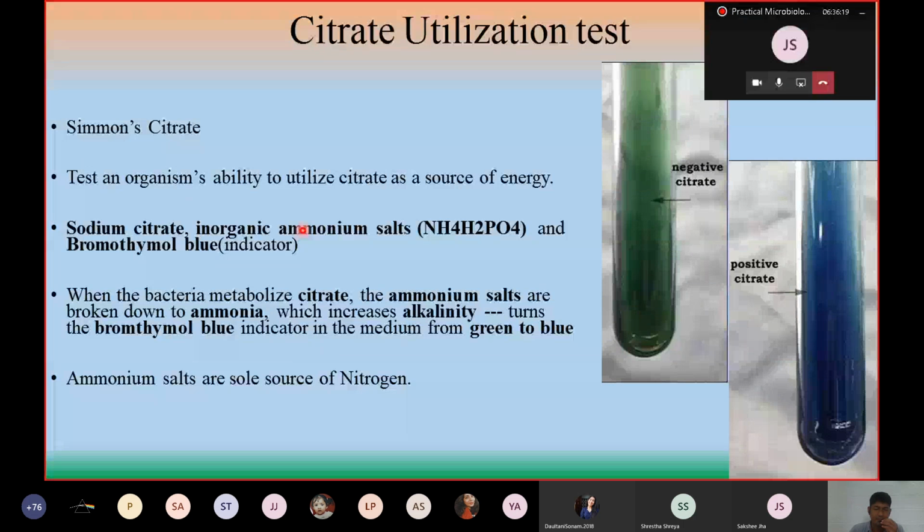Sometimes the organism is able to utilize citrate but not able to utilize inorganic ammonium salt as a source of nitrogen. At that time only growth of the organism will be seen but no change in color. So growth only, or change in color, is an indication of a positive citrate utilization test.